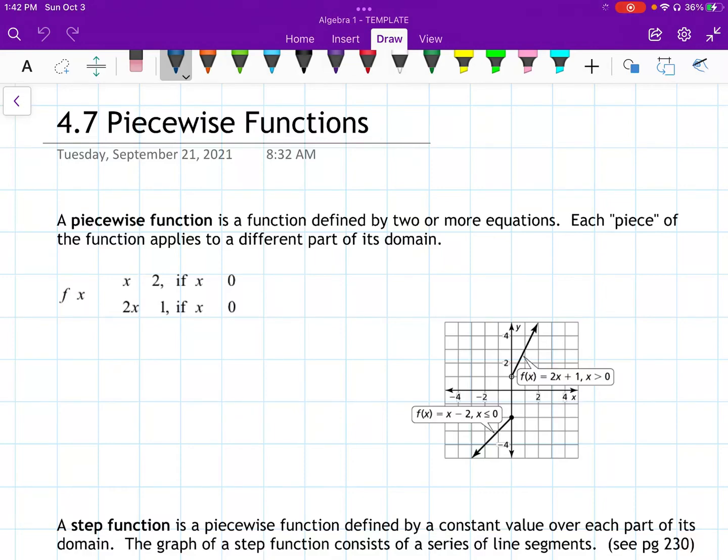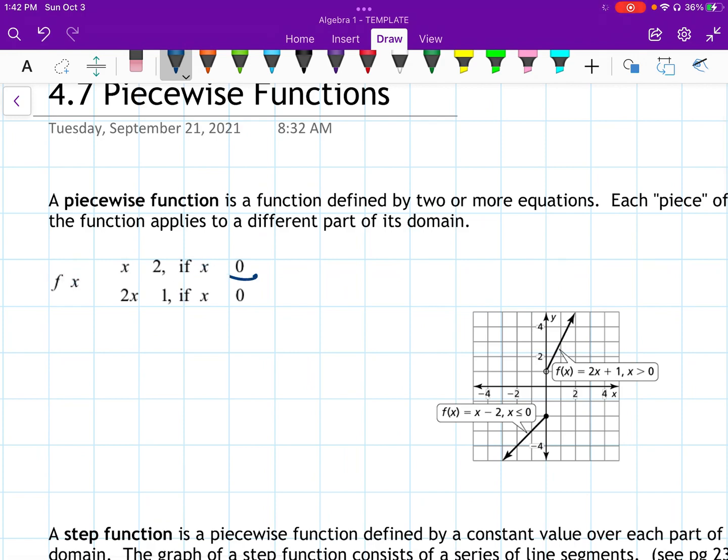4.7, piecewise functions. So a piecewise function is a function defined by two or more equations, and each piece of the function applies to a different part of its domain. So thinking about that, let me just rewrite this.